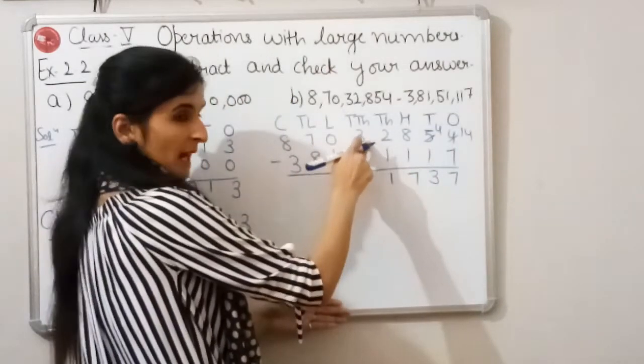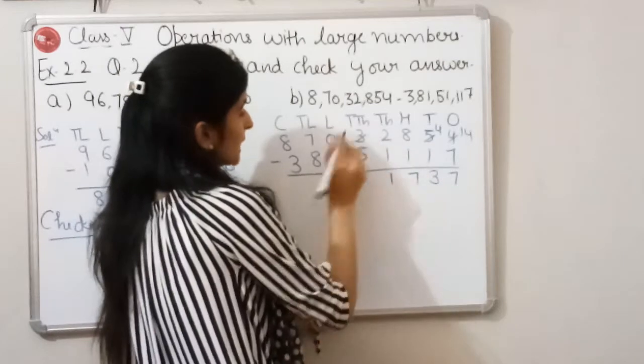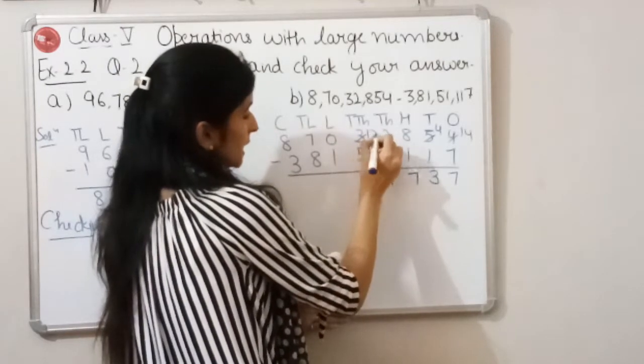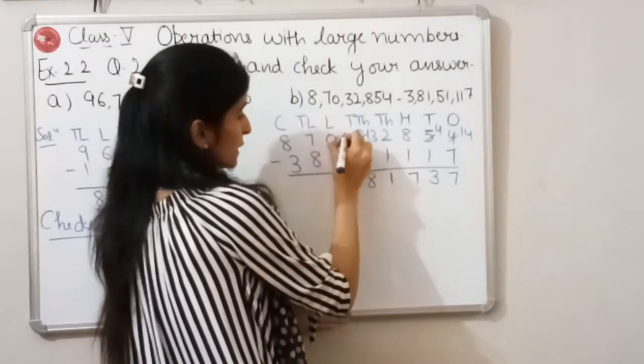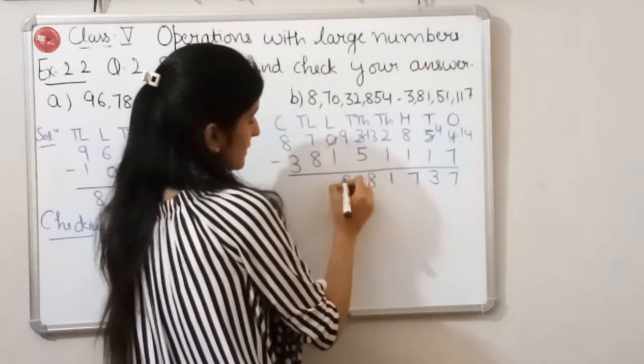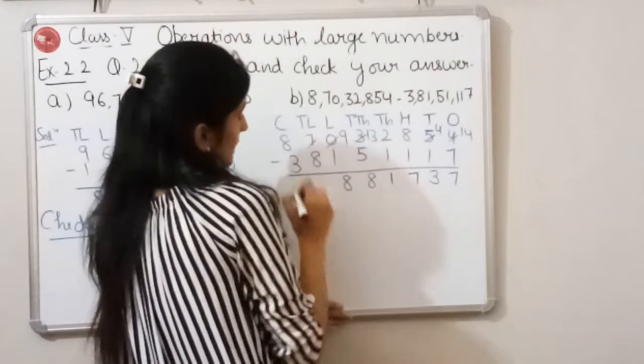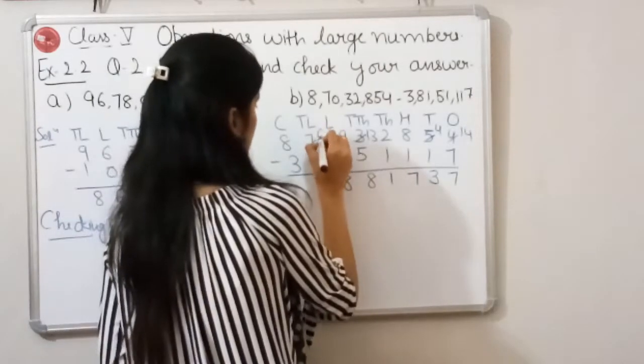Here again this digit is smaller, so we will take one borrow from here. 13 minus 5 is 8. This was 10, so it will become 9. 9 minus 1 is 8. And this will become 6.